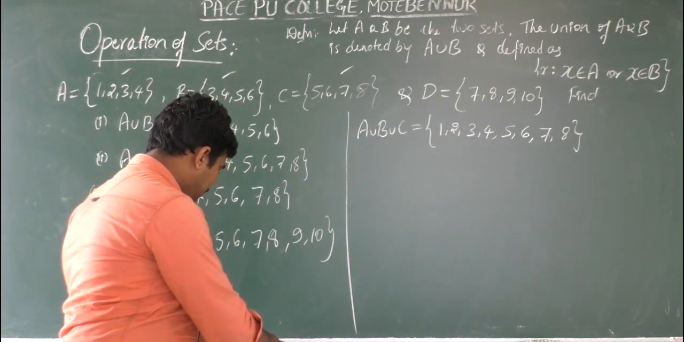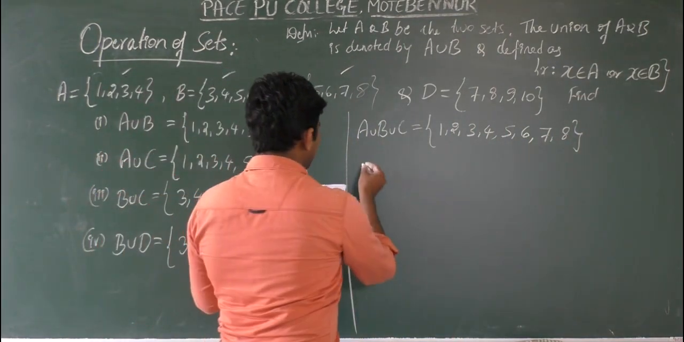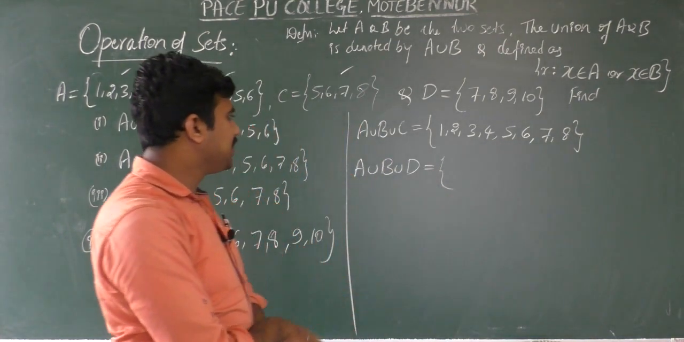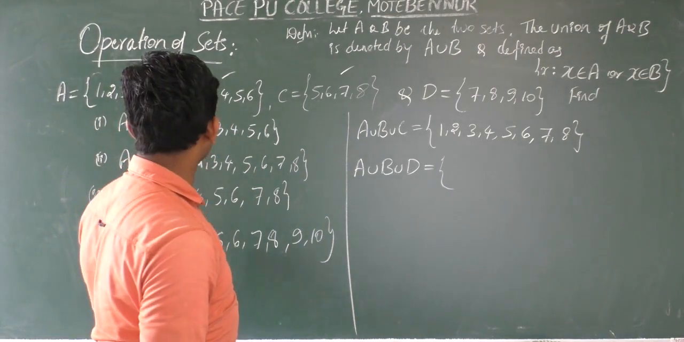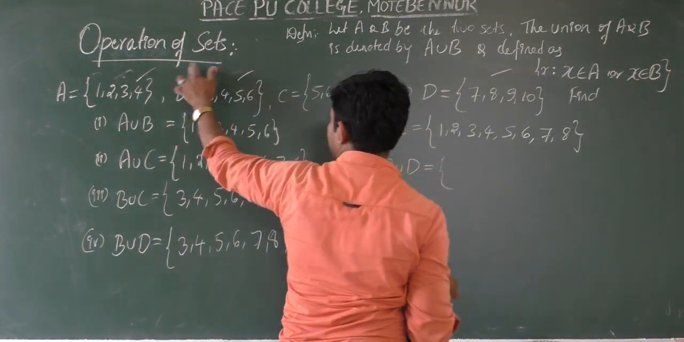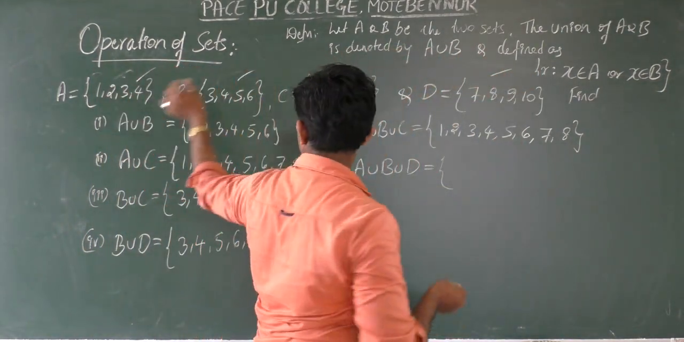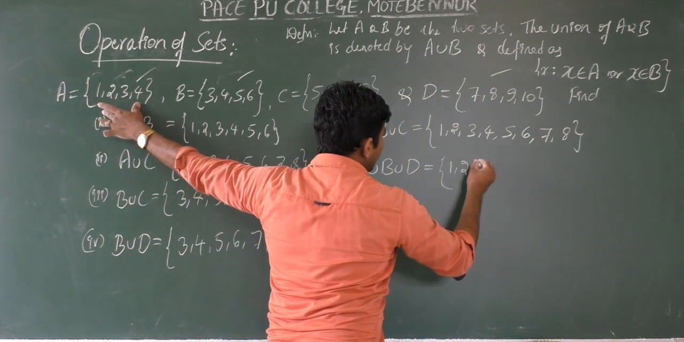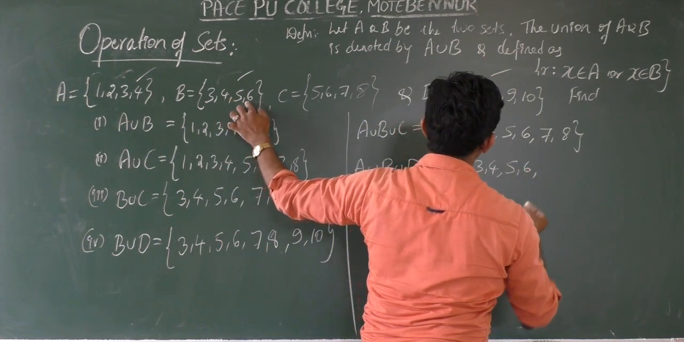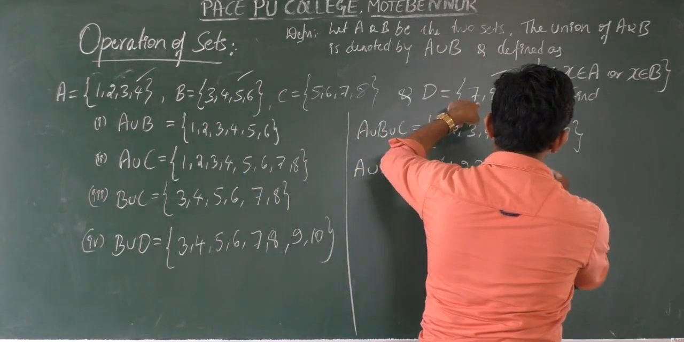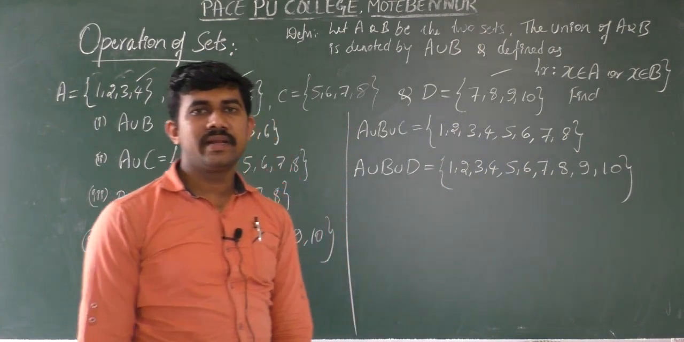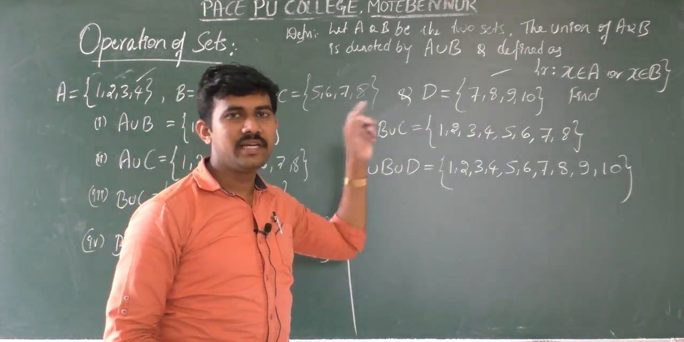Okay, and now A union B union D. What is A union B union D? Look at the sets A, B and D. Collect all the elements of A, B and D. That is 1, 2, 3, 4, and 3, 4 already we have. Next is 5, 6 and the elements of D here: 7, 8, 9, 10. This is A union B union D.